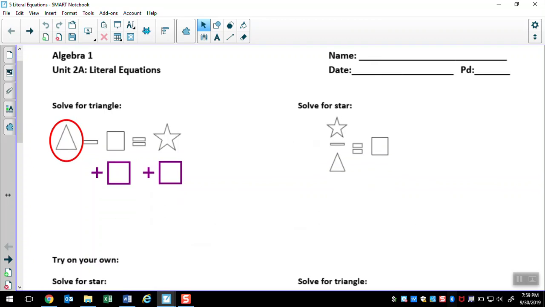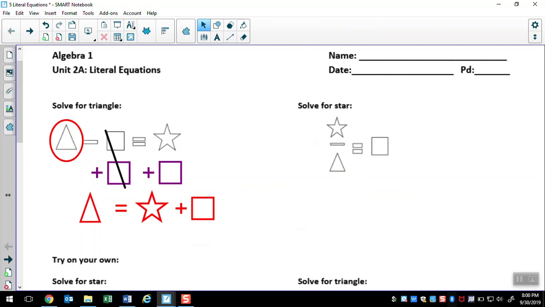So what would we have left over? Well, just like solving a regular equation, those would cancel each other out. And we would be left with my triangle is equal to my star plus box. I can't add them together. We don't know what star is, we don't know what box is, cannot add them together. We leave it just like that.